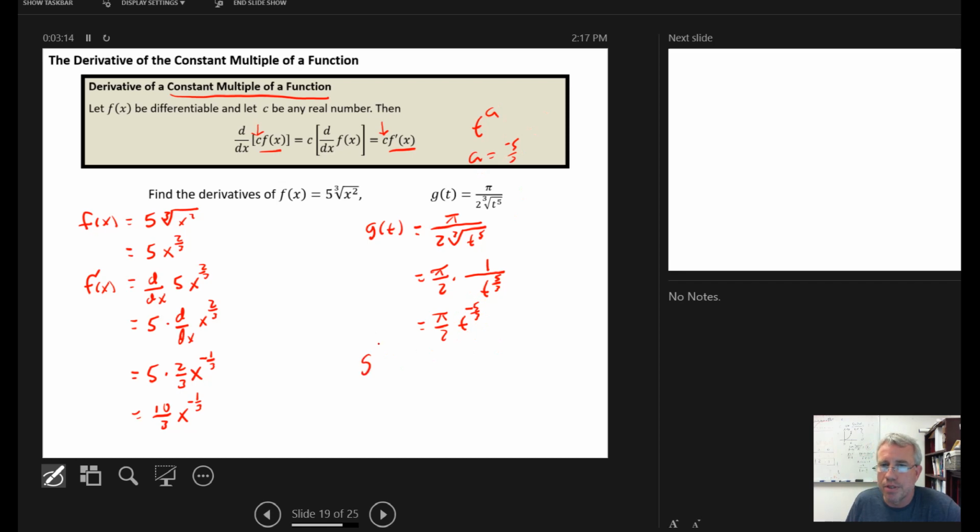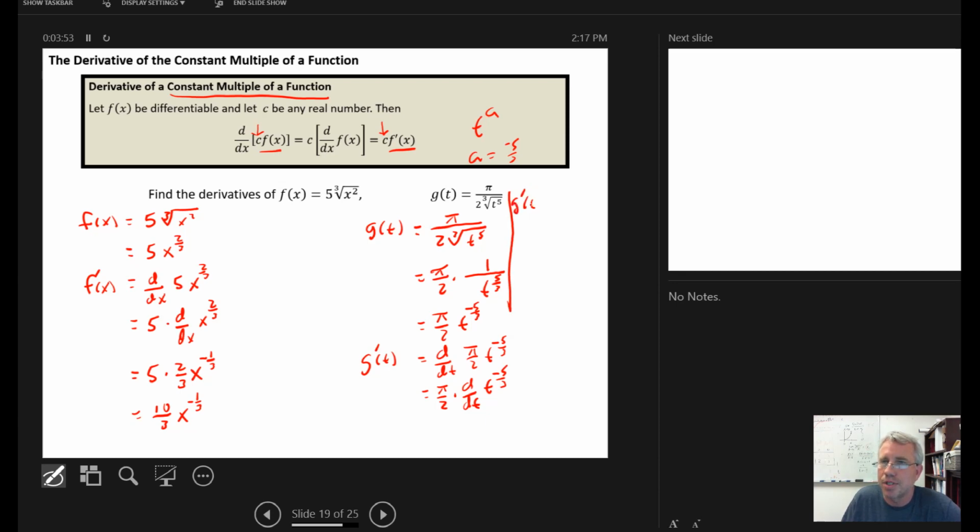So if I want to find the derivative g prime of t, I'm going to take d dt, because now my variable is t instead of x, of pi over 2 times t to the negative 5/3. But I have the constant multiple of t to the negative 5/3. So the d dt of the constant multiple will be the same as the constant multiple times d dt, because my variable is t, d dt of t to the negative 5/3. And let's work this up here.